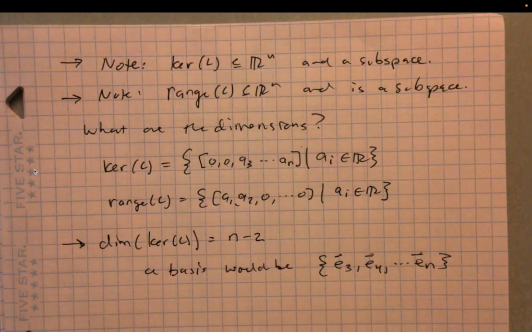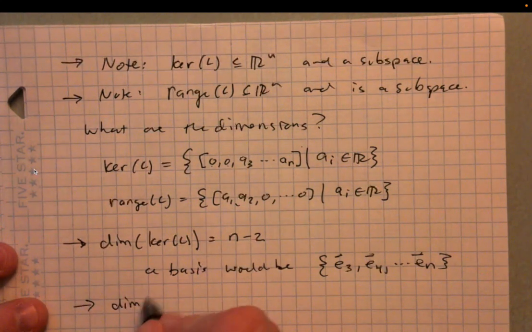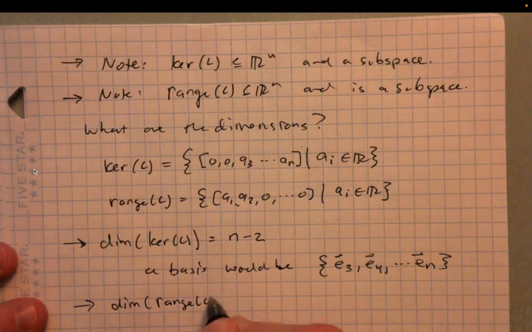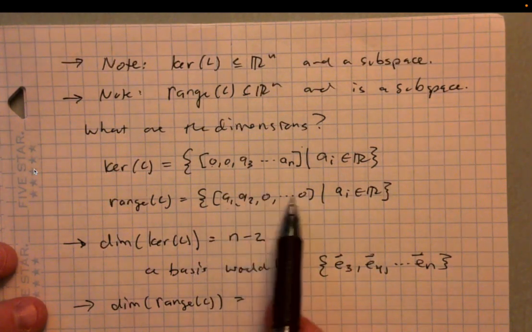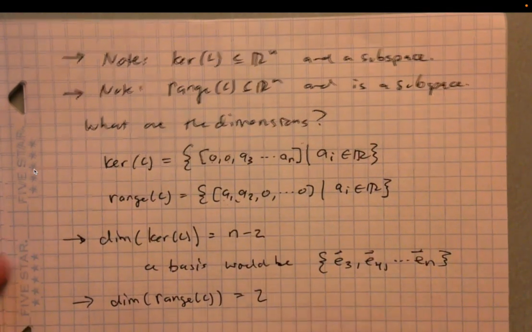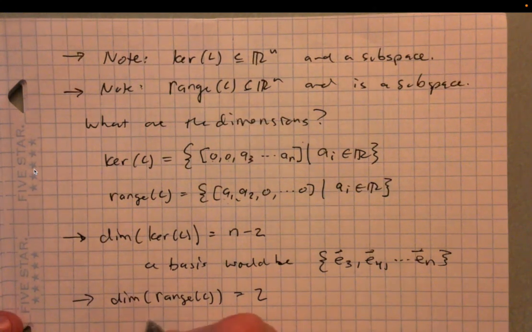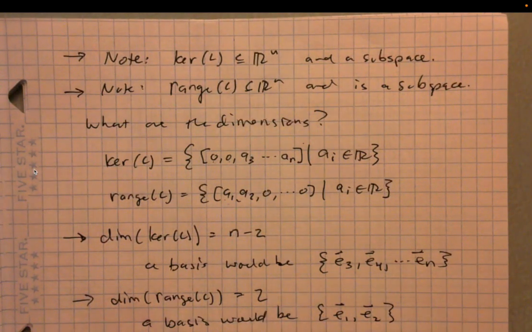What about the range? What's the dimension of the range of L? Well, that's this guy. Again, all the zeros don't matter. It's really just A1 and A2. So the dimension there is clearly 2, and a basis would be E1 and E2. That's how you can tell what the dimension is, just by thinking about what a basis would have to look like.